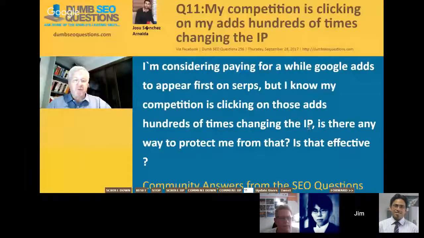Next one from Josu Sanchez Anelda. It's titled, my competition is clicking on my ads hundreds of times with rotating IP addresses. Josu said, I'm considering paying for Google AdWords to appear first on search engine results pages. But I know my competition is clicking on those ads hundreds of times, changing their IP address. Is there any way to protect me from that? Is that effective?